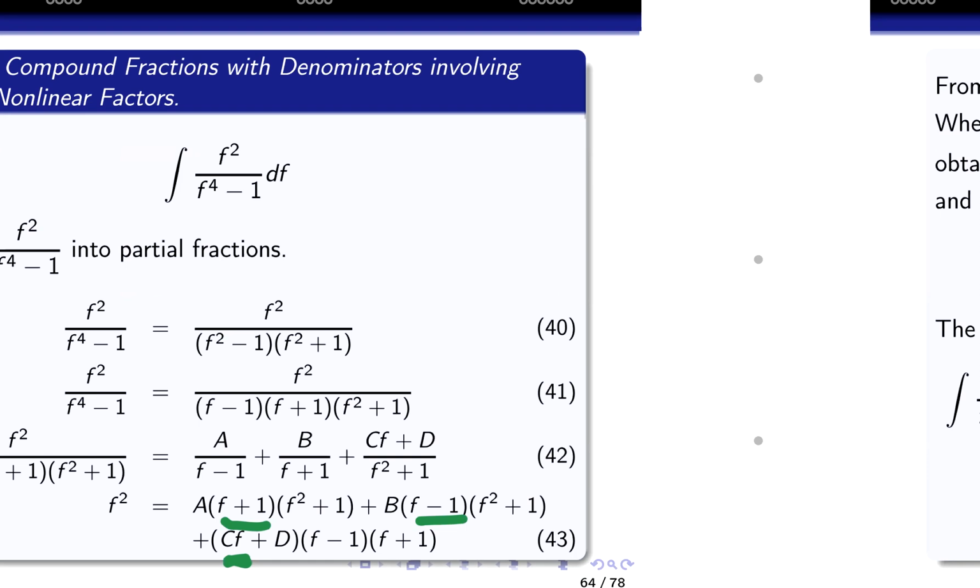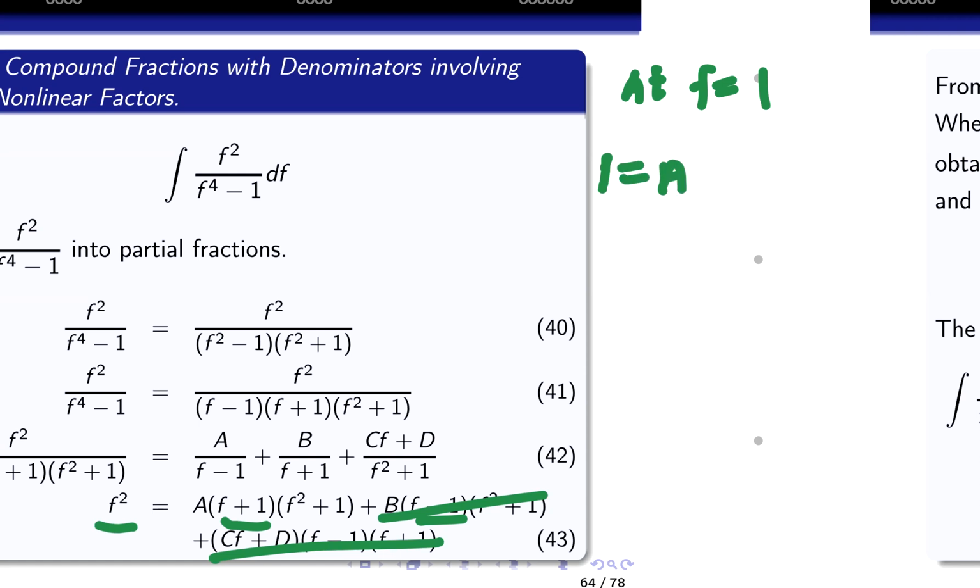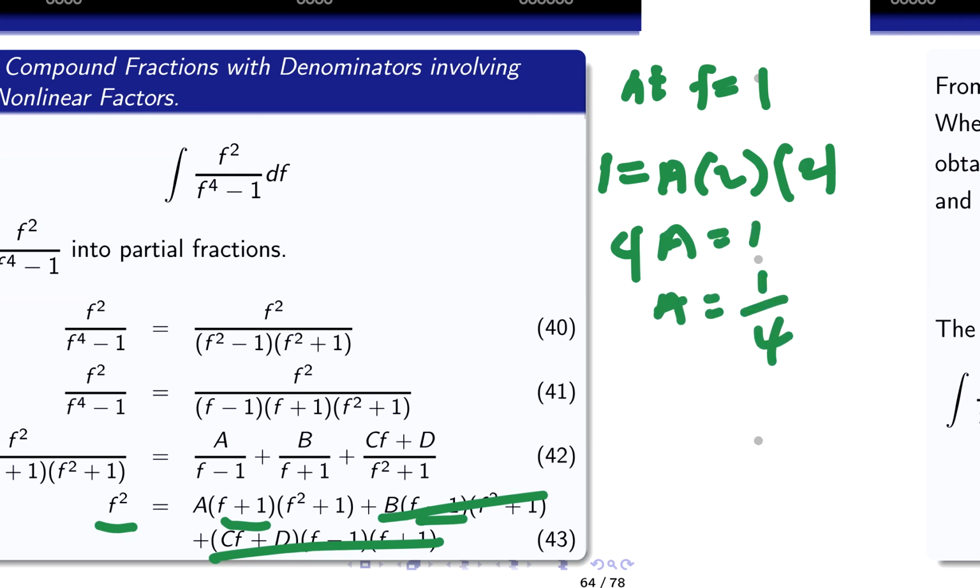So the easiest thing is just say at f equals 1. Once you set f equals 1, everywhere there's f minus 1 will just go. So this will automatically go, and this will automatically go. And since f is 1, you can just evaluate this. So if f is 1, f squared is 1 on the left-hand side. On the right-hand side, you have a into f plus 1, that's 1 plus 1, which is 2. Then f squared plus 1, that's 1 squared plus 1, another 2. So you have 4a equals 1. So a again is 1 over 4. And that is what we have: at f equals 1, a is 1 over 4.